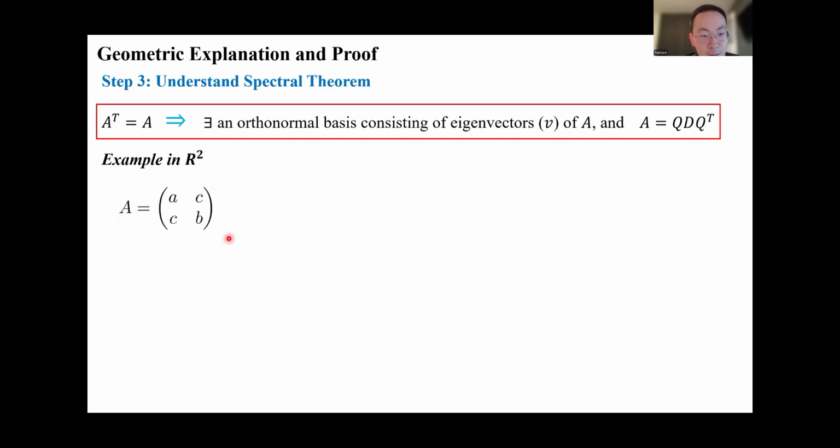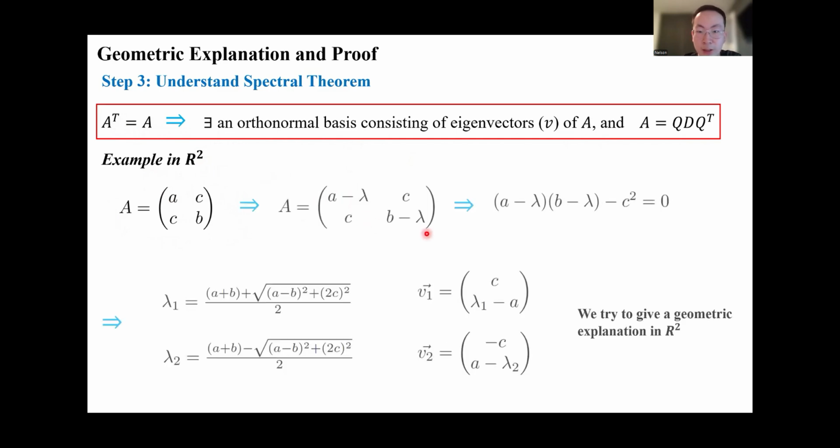For example, if I have this matrix A, obviously it is symmetric. I can write down the characteristic equation and calculate its eigenvalues lambda 1 and lambda 2 like this. They look like monsters. If I plug these two monsters into the expressions of the eigenvectors and take the dot product, v1 dot v2, I can prove that v1 is orthogonal to v2. However, in my view, this is not an elegant way to know this theorem, so I will try to give you a geometric explanation in R2.